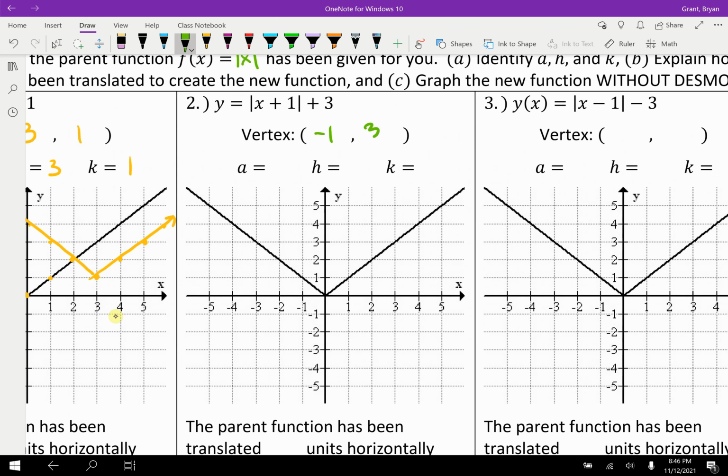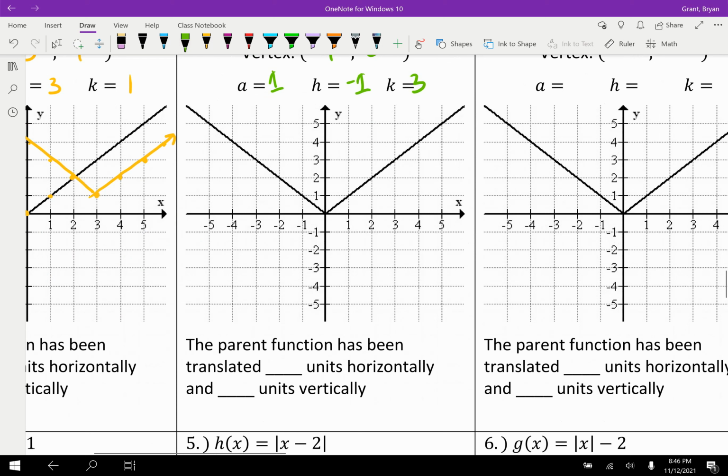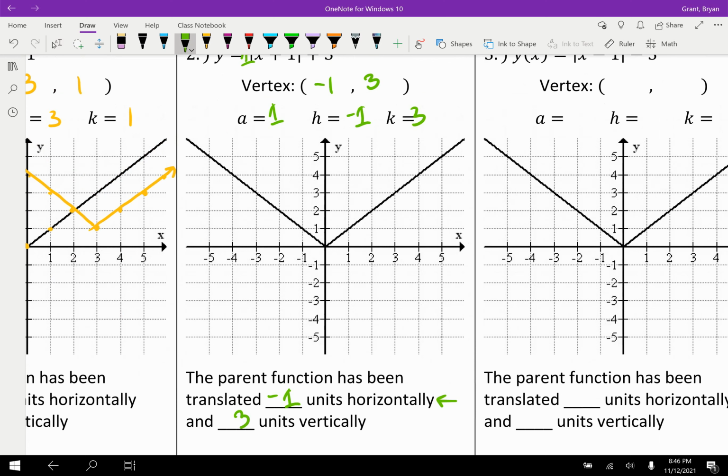Vertex (-1, 3). A is still 1. h is -1. k is 3. That means that my parent function will be shifted -1 units horizontally. That means to the left. But k is 3 units vertically, that means up. Left 1, up 3 is right here. That's my new vertex. And every other point is going to follow that same pattern, and it's going to continue to make our V-shaped graph.